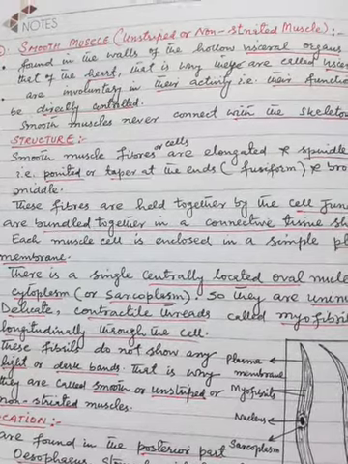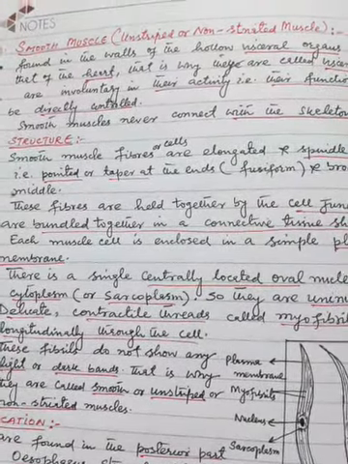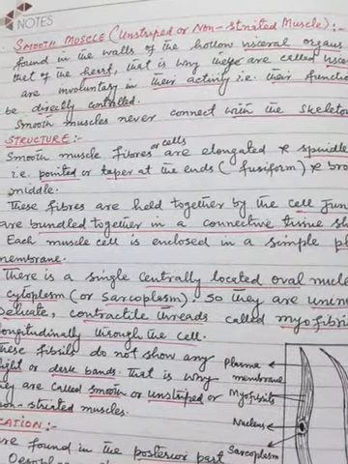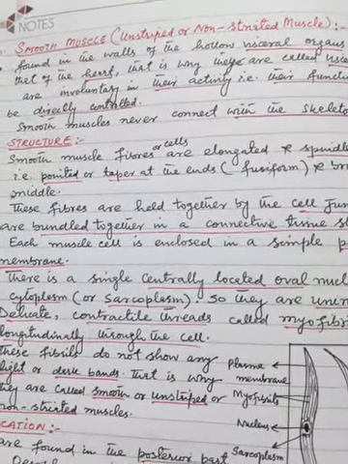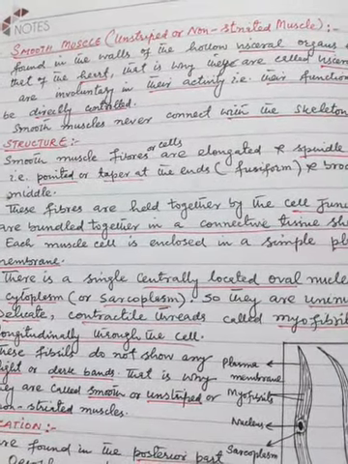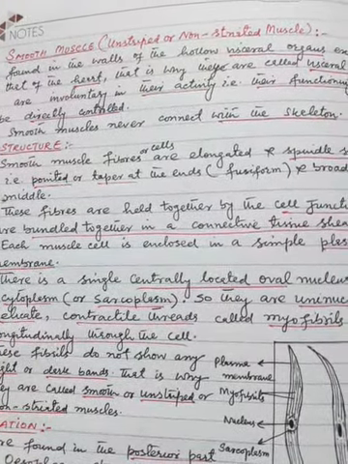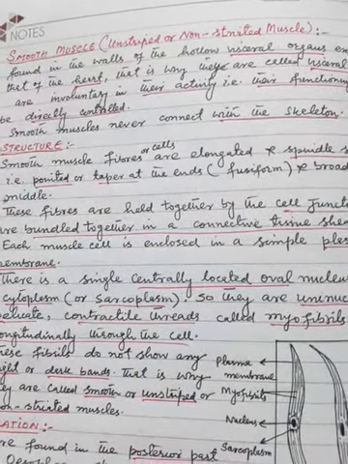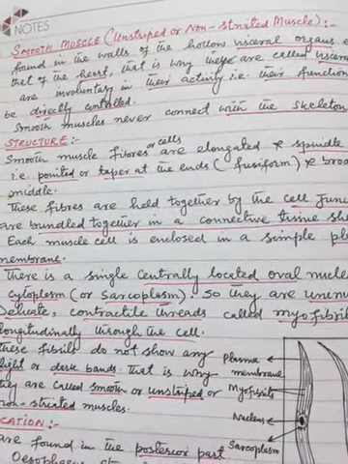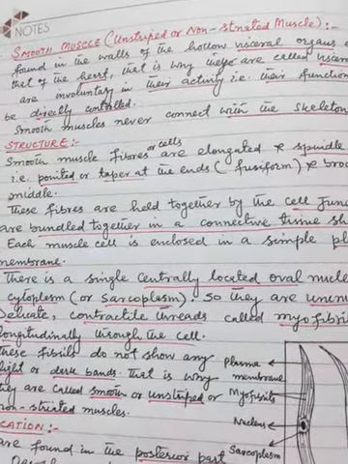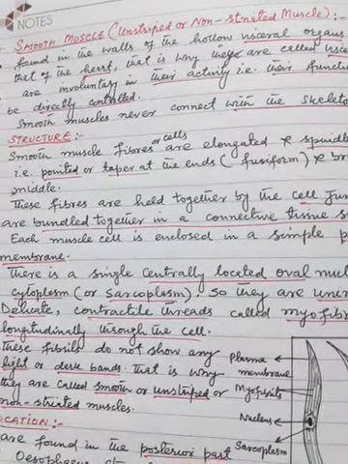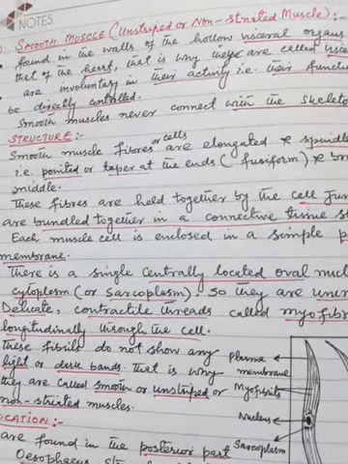We are continuing with the muscular tissue. On the basis of its location, structure, and function, there are three types of muscular tissue. One is skeletal, another is smooth, and third is cardiac. So we can say muscles are of three types: skeletal muscles, smooth muscles, and cardiac muscles.